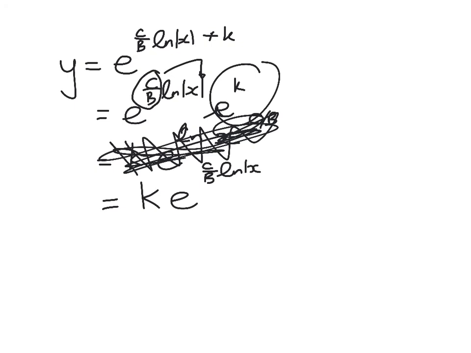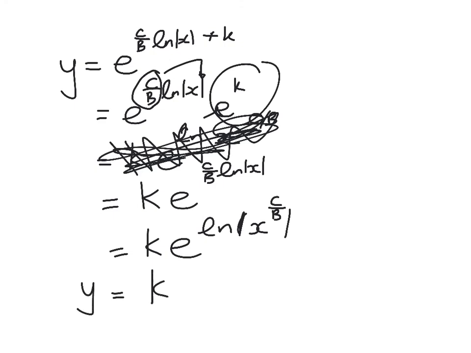So that's my first step. My second step is to say that that's the same as the log of x to the power of c over b. And since e and the natural log are inverses of each other, that simplifies to give me this: y is equal to k times x to the power of c over b.